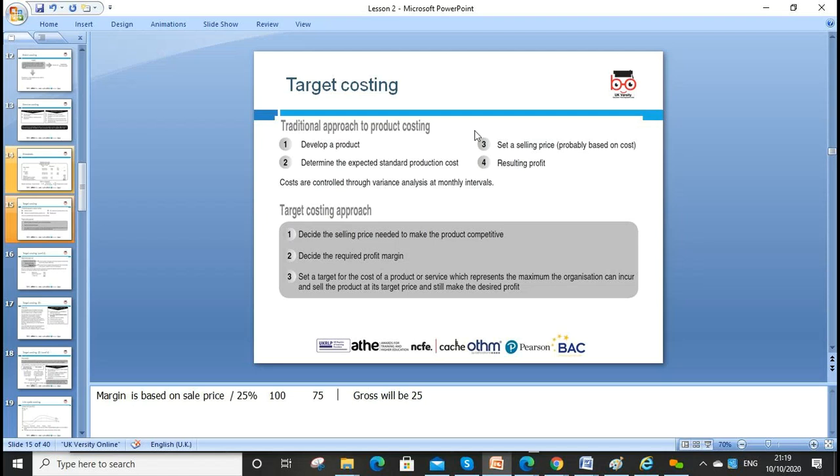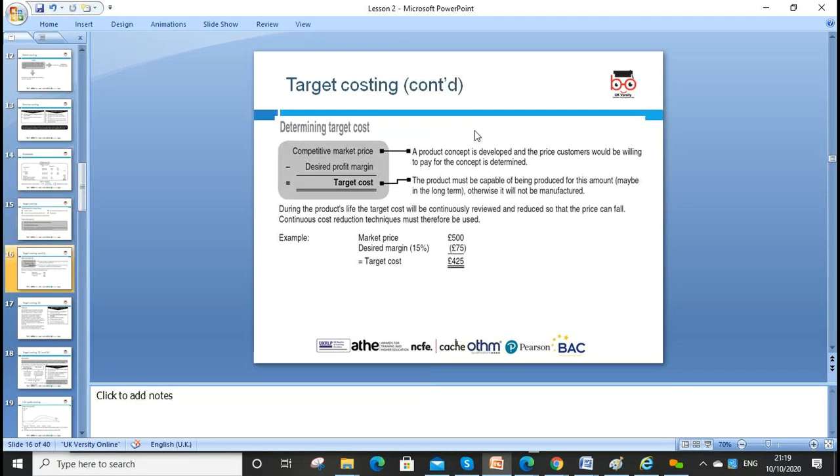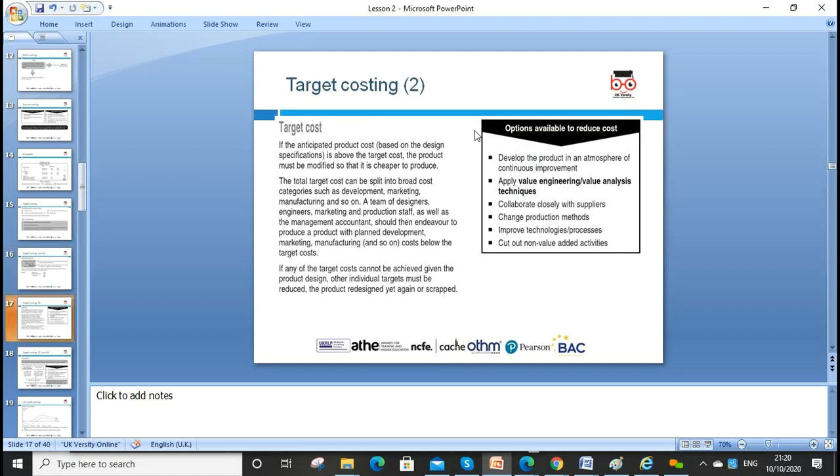Target costing is good. You can set the target, and you can look around at the price as well. That is also a good method to calculate the cost. Think about here: the market price of the product is 500, and the desired margin we want is 15%. So what do you do? 500 minus 75, so the target cost will be 425. That's the way we can calculate my target cost and my target profit, and that we need to achieve.